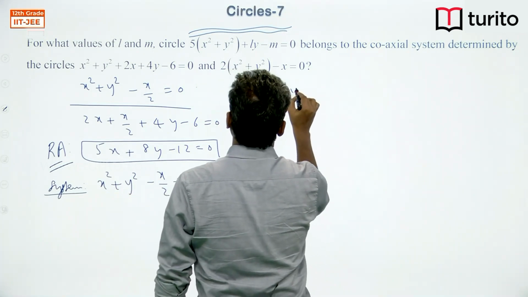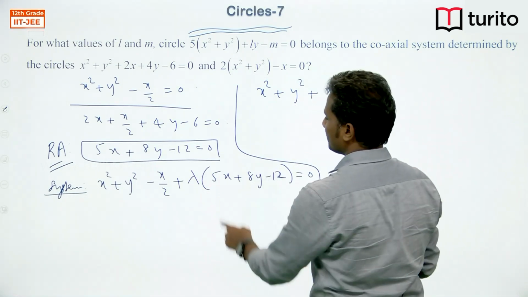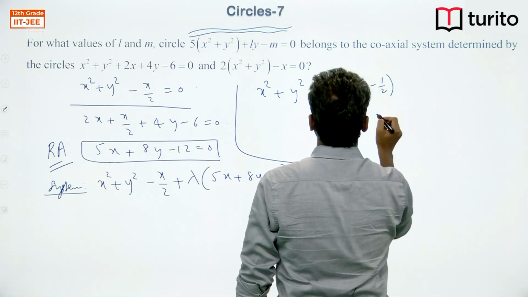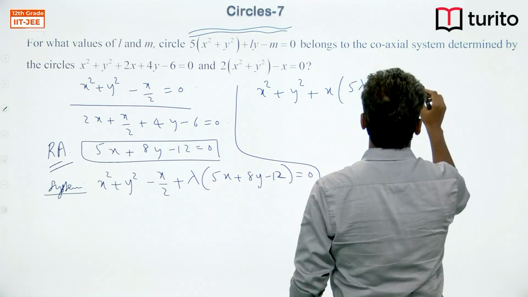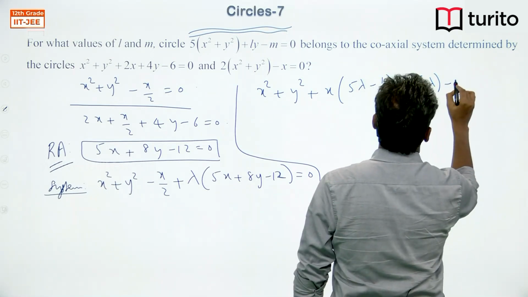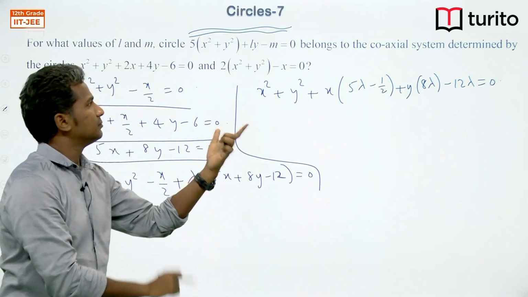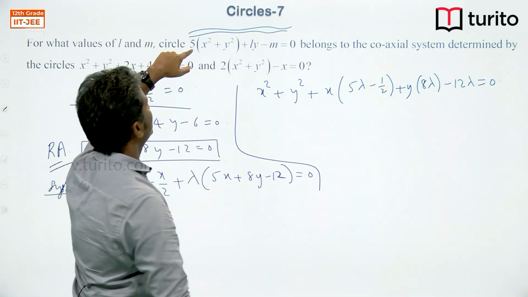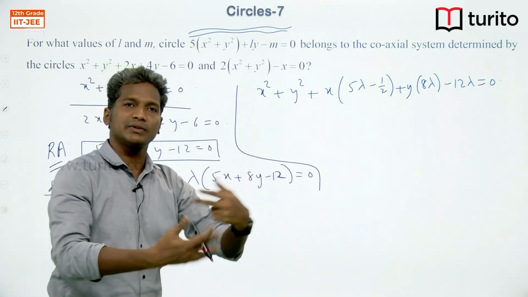x square plus y square, this is the standard term. Now when I take x common, I am getting 5 lambda minus 1 by 2. Plus when I take y common, I am getting 8 lambda. And the constant term is minus 12 lambda. This is the equation of the family or the system. Now I will write the member in the standard form. Because there is pi here which is multiplying x square and y square, to convert this into standard form we have to divide by pi.